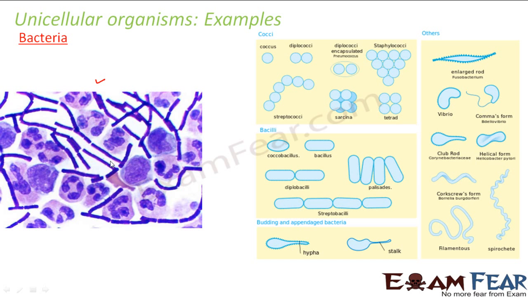So these were some of the examples of unicellular organisms, where the organism is made up of just one cell, and that single cell performs all the basic functions of that organism, right? So with this, we will end our discussion on unicellular organisms.